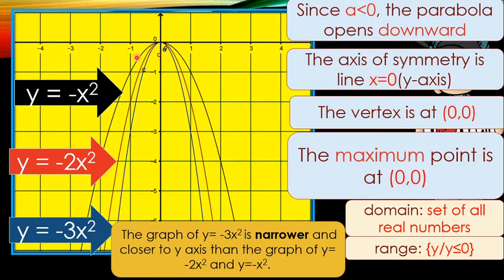If you're going to describe these three graphs, or let's compare these three graphs, the graph of y equals negative 3x squared is narrower and closer to the y-axis than the graph of y equals negative x squared and negative 2x squared. It is almost the same as our first example, except for its direction of opening. So, meaning, you're just going to look at the absolute value of a here. Okay?